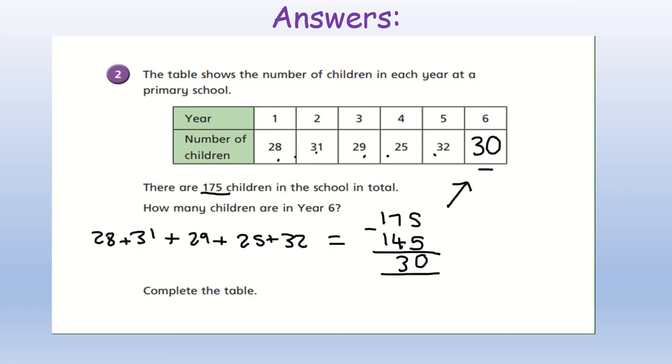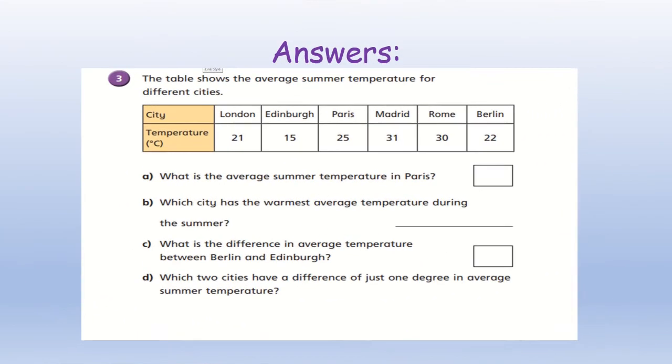And finally, question 3. Won't it be lovely when we're able to visit some of these places again? I know I always look at the temperature when booking holidays. I like the sun. So, what is the average temperature in summer in Paris? We look at Paris and we can see it is 25 degrees Celsius.